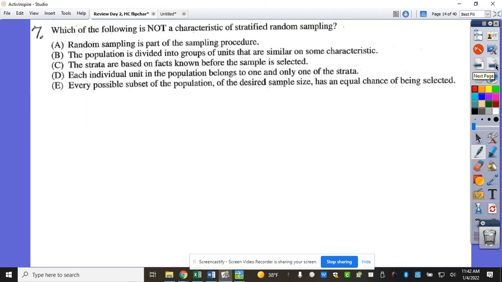Number 7. Which of the following is not a characteristic of a stratified random sampling? It's concerning that this one was here too, but I at least understand why this one was missed. Like, you either knew this part or you didn't. So let's talk about more than just this problem.